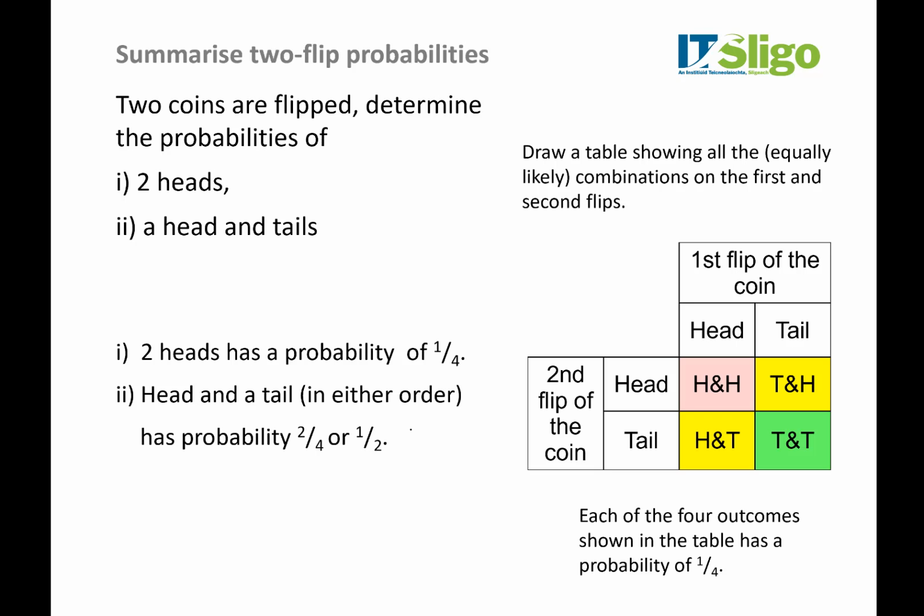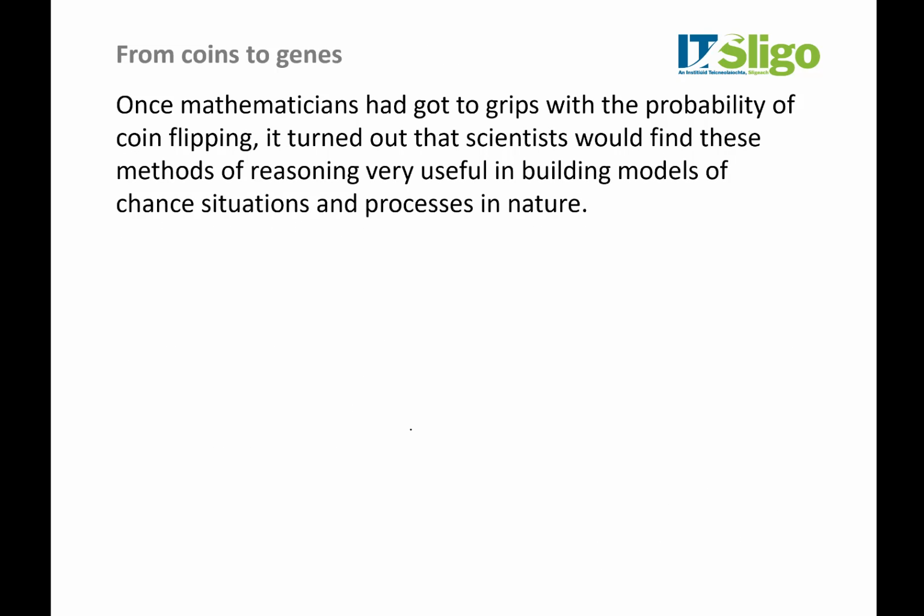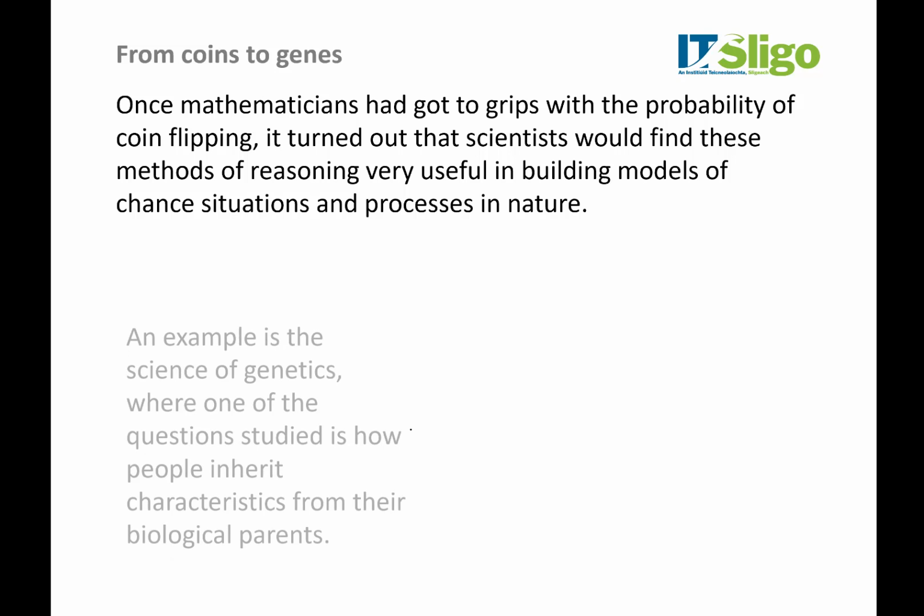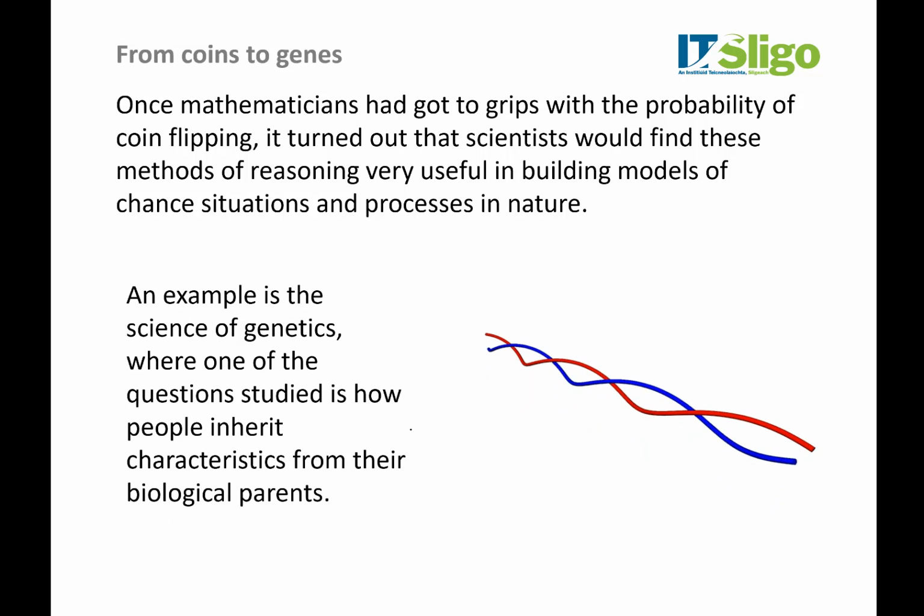So from this kind of quite simple little model for just two flips of a coin, very quickly scientists started to use the exact same logic for looking at genetics and how people inherit characteristics from their biological parents. So I'll take a quick look at one of these and then we'll move on, because obviously this is a huge field.